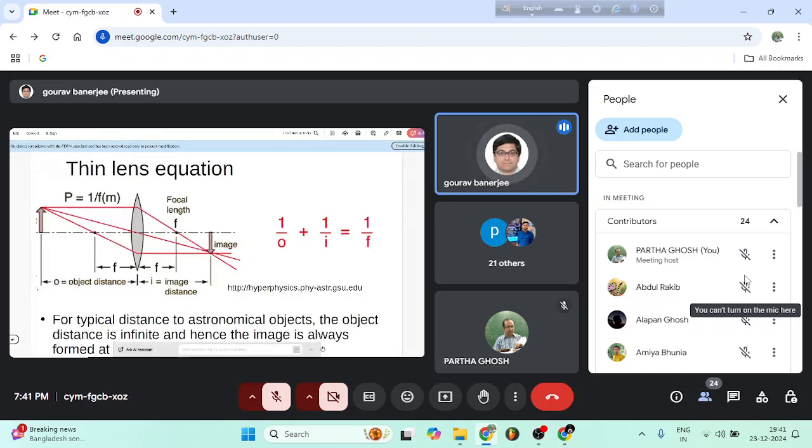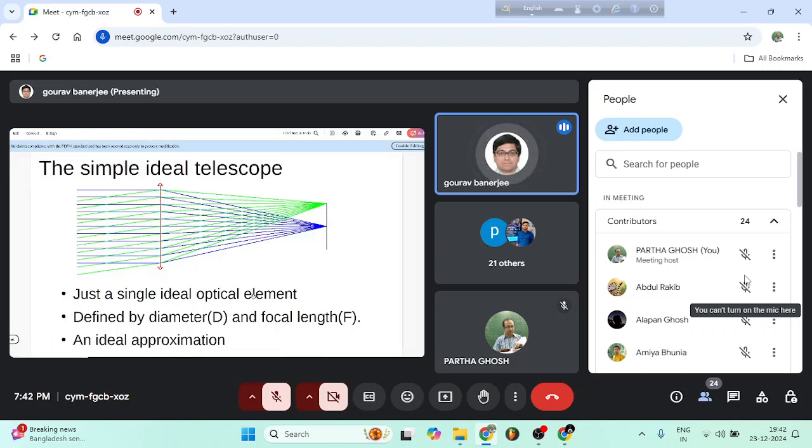So always your astronomical image is formed at the focal length, at the focus of your optics. You don't need to do any calculation. It's always going to be at the focus point. You don't need to do any extra optics on the thin lens equation, because we know it's going to be there, since our object distance is going to be infinite compared to our focal length.